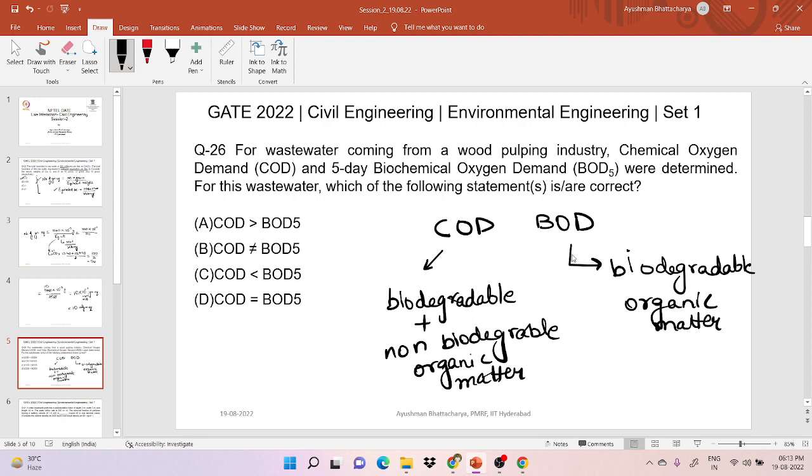So have you understood? After knowing this concept, anyone can say that COD will obviously be greater than BOD. In the question, the first option is correct. However, this is a multiple-answer question. So not only A is correct, in fact B is also correct, because COD can never be equal to BOD5.